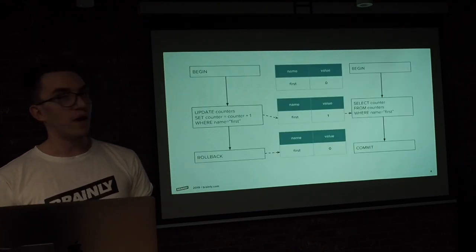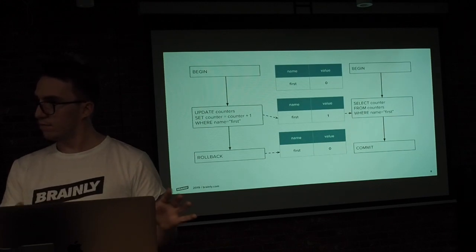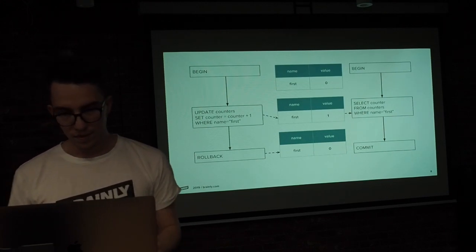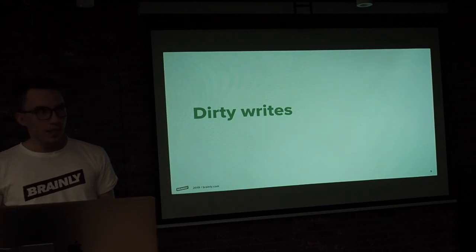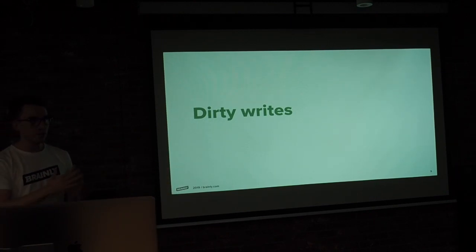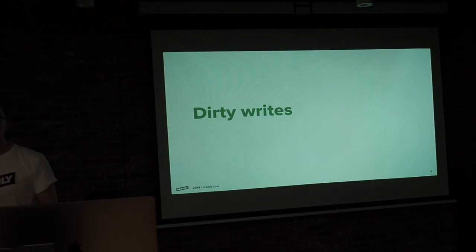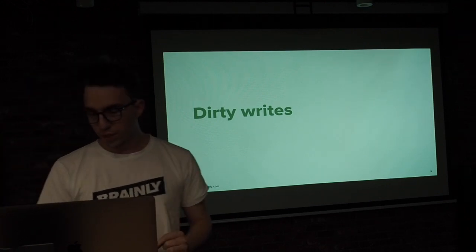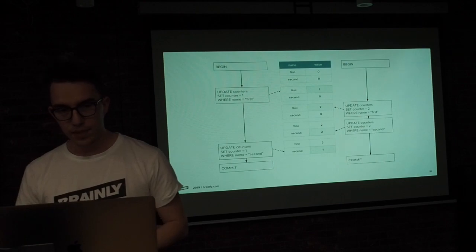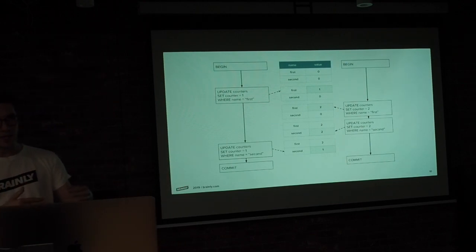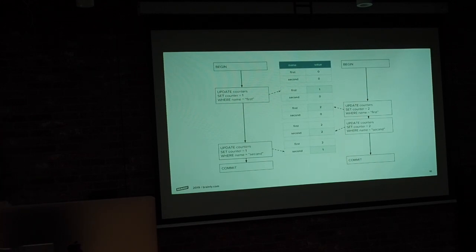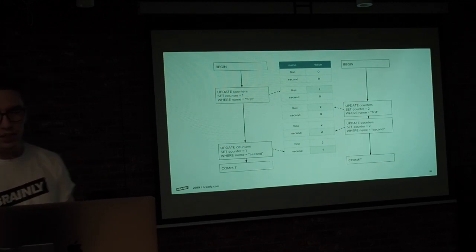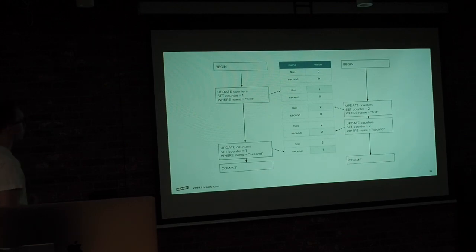Any questions? Everything is clear for now? Yeah, cool. So, coming next, the anomaly is dirty writes. So what does it mean that we have dirty writes? Let's assume that we have the same database, but now we have not one counter but two counters. The first one is called first, and the second one is called second. So we have two parallel transactions.